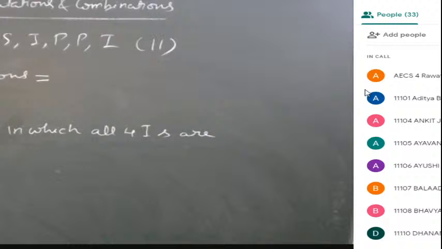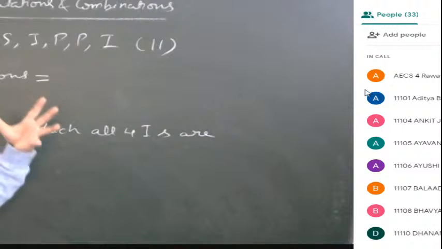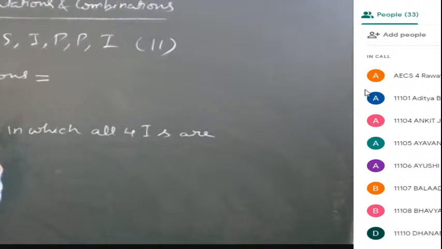ठीक है ना? मैं क्या निकालूंगा? मैं निकालूंगा total possible arrangements. कैसे? अपना वो formula n factorial upon p factorial into q factorial into r factorial, because some are repetitions here. And I will find the number of permutations in which all four I's are together. वो कैसे निकालेंगे बाद में बात करेंगे. First of all, let me write total possible permutations.